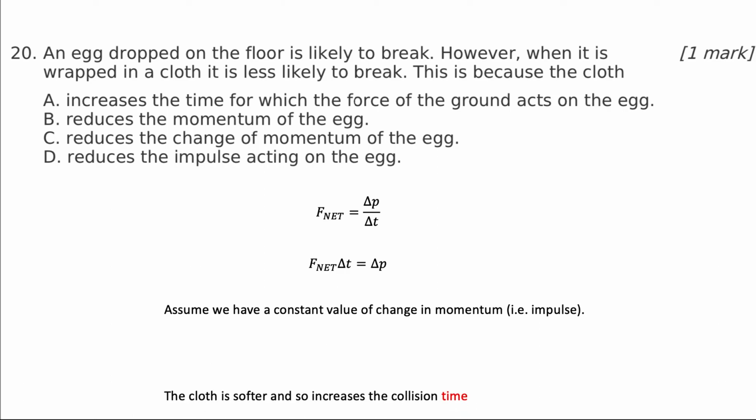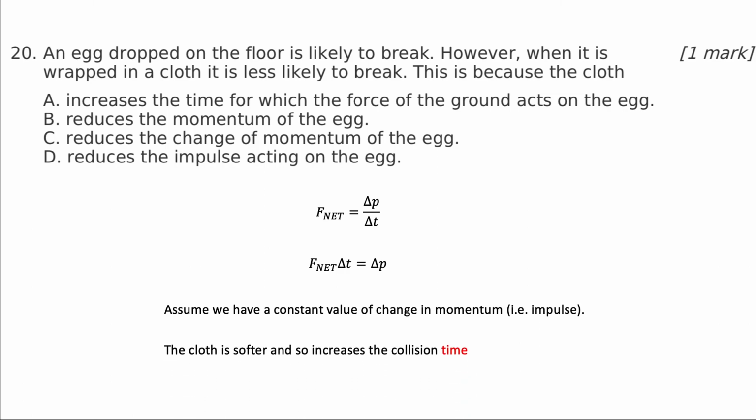If we have a softer cloth, we're going to increase the collision time. We'll take more time to do the collision, and so therefore reduce F. Let's see how that works. We've got a constant value here on our right-hand side, that's delta P. If delta T goes up, then F must go down, thus reducing the chance of the collision breaking the egg by reducing the value of the force.